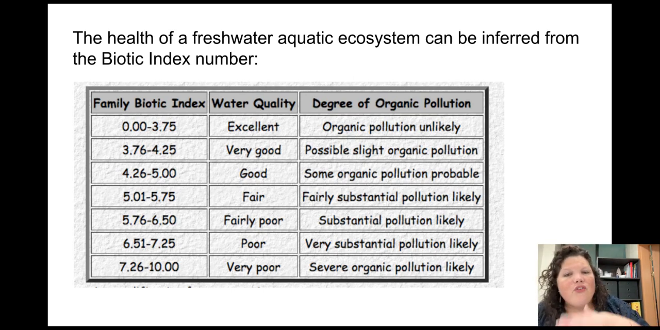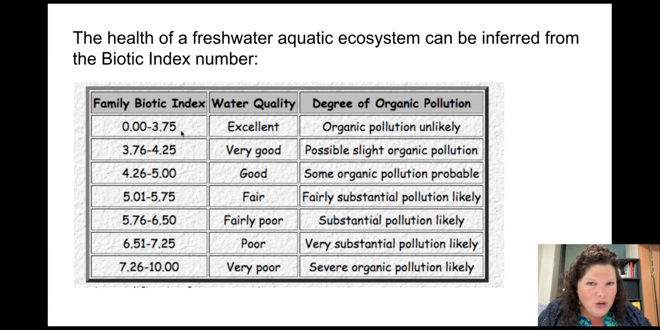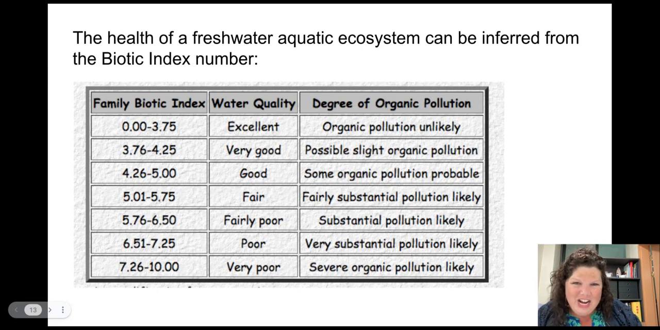And the health of our freshwater aquatic systems are all based on this number. So if you remember, this is the key point here. The lower the number, that's an indicator of great water. The higher the number is, unfortunately, an indicator of very poor water.